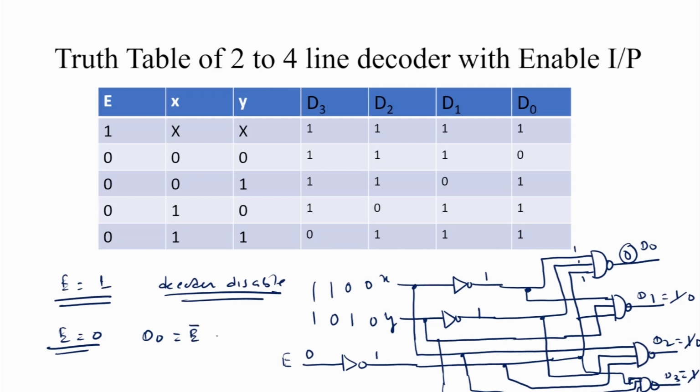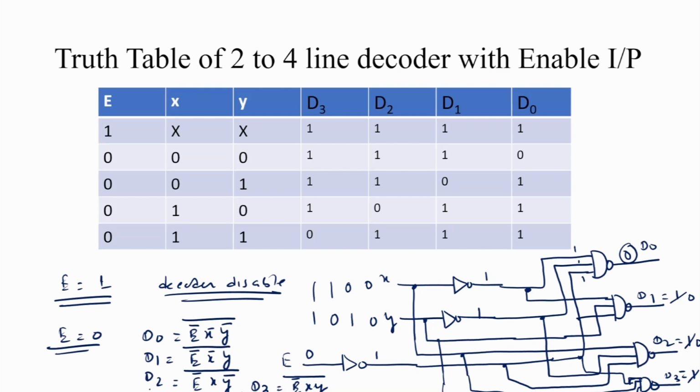D0 is written as the complement of E complement, X complement, Y complement. Similarly, D1 is the complement of E complement, X complement, Y. D2 is the complement of E complement, X, Y complement, and D3 is written as the complement of E complement, X, Y. We directly derive the input lines this way: when E is 0 we take E complement, when X is 0 we take X complement, when Y is 0 we take Y complement, and similarly for D2 and D3.